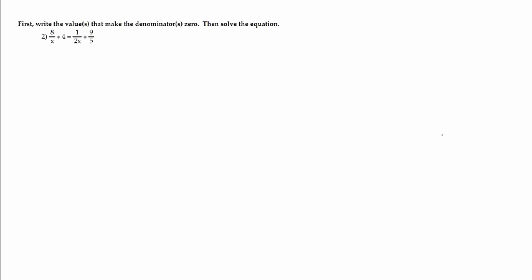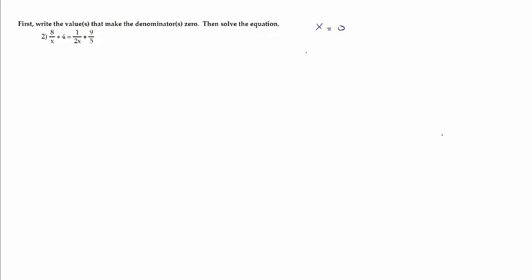First, write the values that make the denominator 0, then solve the equation. Remember that because we're solving a rational equation and we have a variable in the denominator, we have to check for extraneous solutions. We want to make sure that we never let the denominator equal 0. So in this case, I have an x, 2x, and a 5 in the denominator. So I need to make sure that never ends up equaling 0.